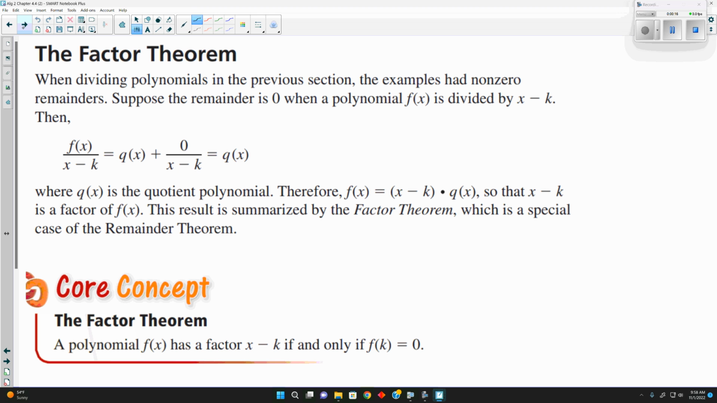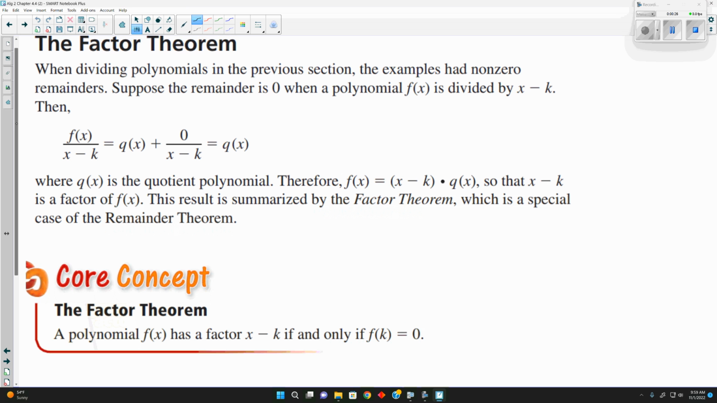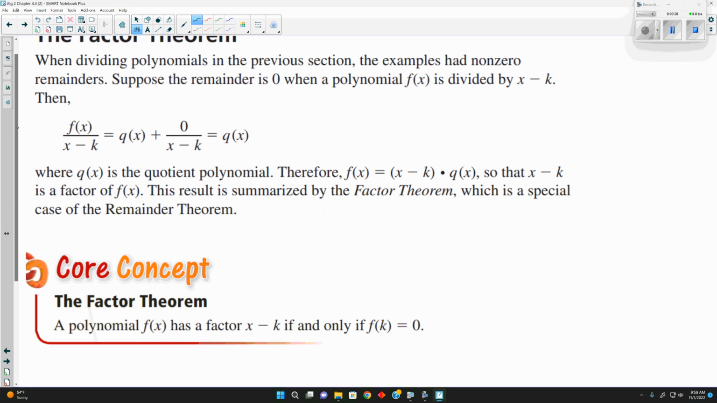The assignment today is kind of nice. The first thing we're looking at is the factor theorem. Now there's several parts to this. You don't have to write all this down. So when we talk about the factor theorem, when dividing the polynomials in previous sections, the examples had non-zero remainder. So the remainder was something other than 0. Suppose the remainder is 0 when you divide a polynomial.